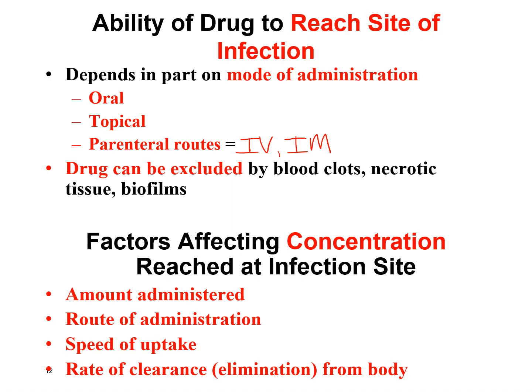There are a couple of factors that affect the concentration of the antibiotic that's reached at the infection site. So how much you're giving of the drug, the route that you're giving it, so maybe it's being given IV versus orally, the speed of uptake, so some drugs are taken up more rapidly than others, and also how fast it's eliminated from the body. That can also affect how often you're giving the drug. Some drugs are cleared faster than others, so some you might have to be giving 3 times a day, whereas others you might only have to give once a day.